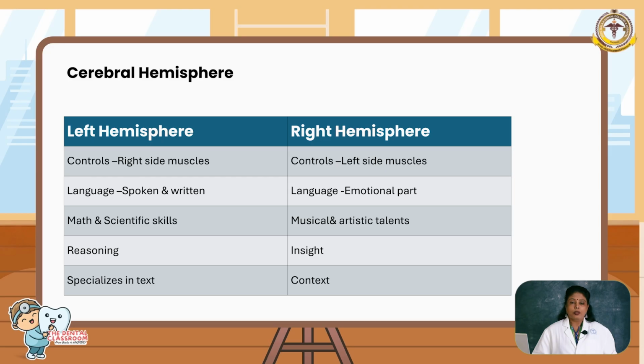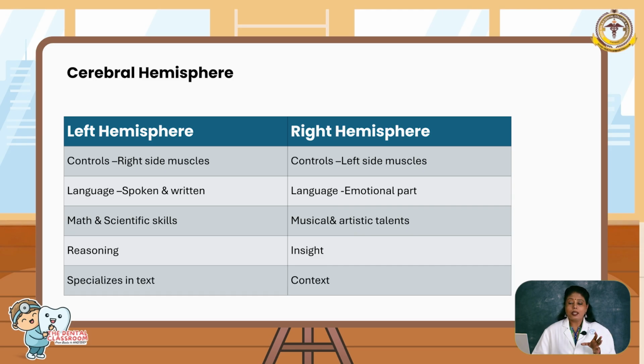Today, let us see about the cerebral cortex. So, before going to cerebral cortex, let us see a little bit about cerebral hemisphere. We have right and left hemisphere, whereas left hemisphere is involved in the control of right side of the body and also spoken and written language interpretation, then maths and scientific skills. Whereas right hemisphere is involved in the control of left side of the body, then musical and artistic talents, and to assess the emotional part of the language.